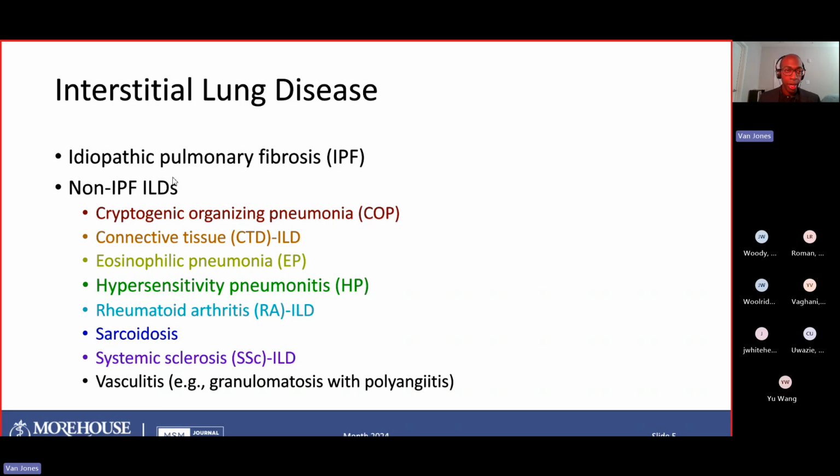There are several ILDs that are not idiopathic pulmonary fibrosis. These are called secondary ILDs because they have an underlying pathology that's usually systemic or localized to the lungs, which leads to the ILD. There are several causes like connective tissue disorders, rheumatoid arthritis, sarcoidosis, vasculitides like granulomatosis with polyangiitis. And as I mentioned, this is a completely non-exhaustive list.